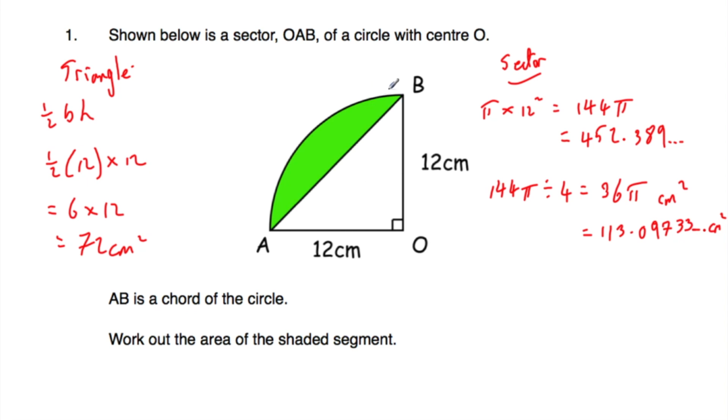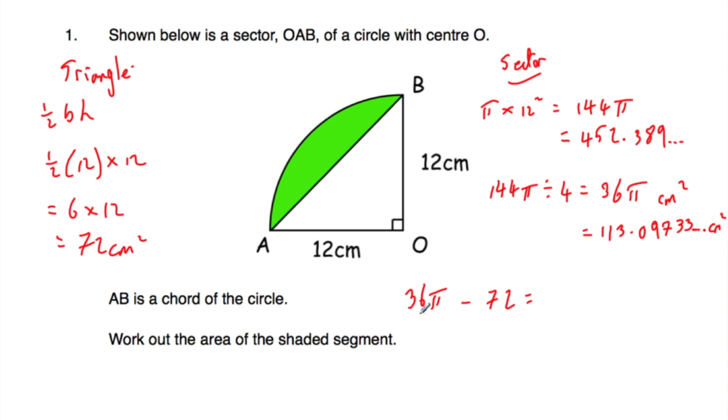And we want to find the area of this segment, this green region. So if we take the area of the triangle away from the area of the sector, we'll find the area of this segment, this green region. So let's do that. Let's write down our 36 pi, which is the area of the sector. Now we could have written down 113.09 and so on, and that would be the same answer. So 36 pi, take away 72 and see what we get.